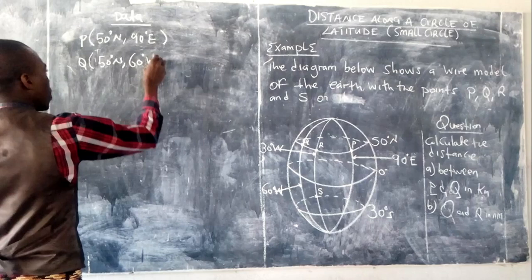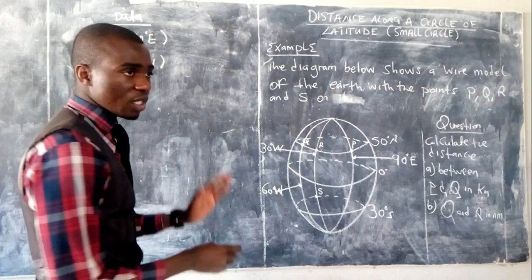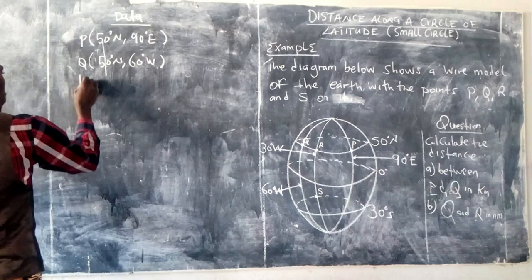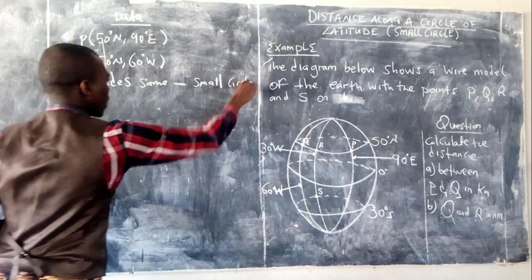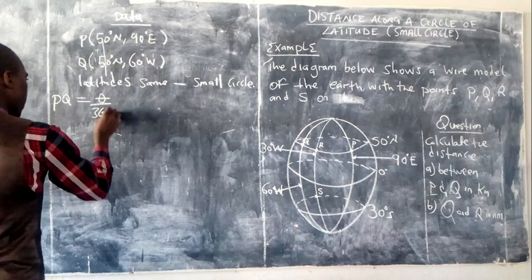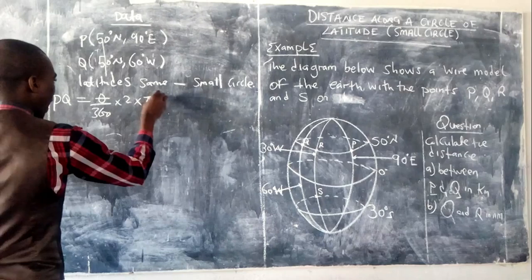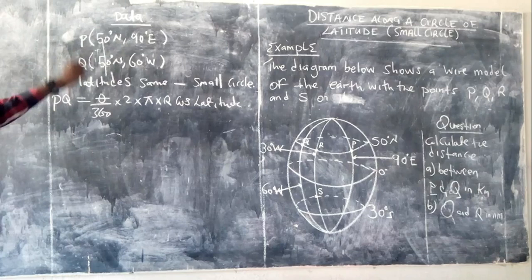Alright, so now how do we identify whether it's a distance along a latitude or along a longitude? It's very simple. Here, when you check, the latitudes are the same. So if latitudes are the same, it means you are dealing with a small circle. And if you are dealing with a small circle, then the distance PQ is equal to theta over 360 multiplied by 2 multiplied by pi multiplied by r, then cos latitude. Why latitude? Now the latitudes are the same, so whether you get it for P or for Q, it's the same 50. So that's what it means there.